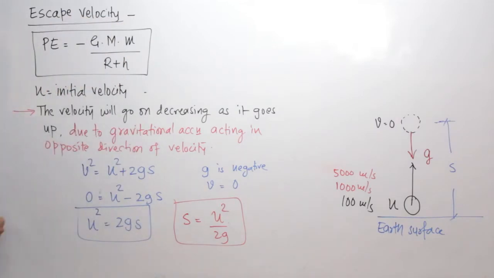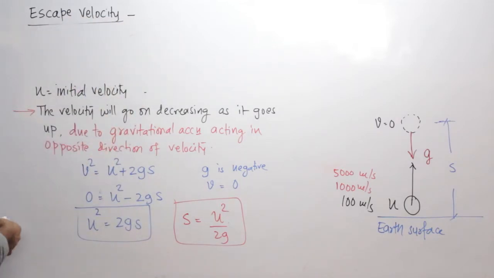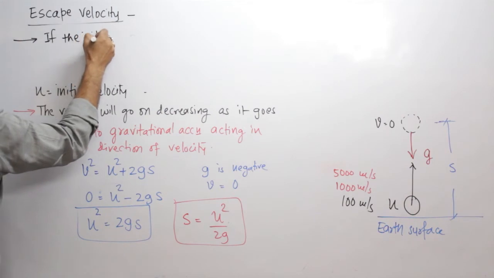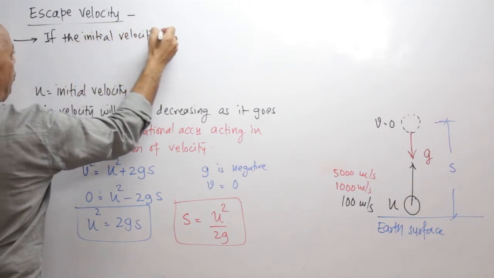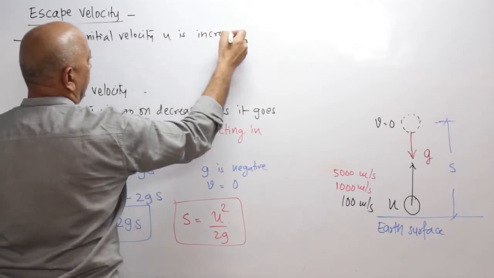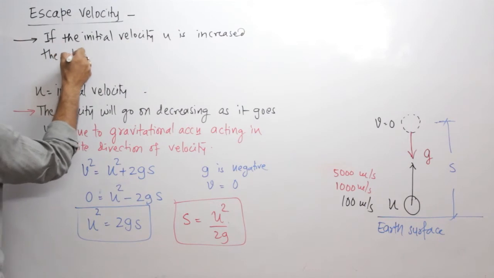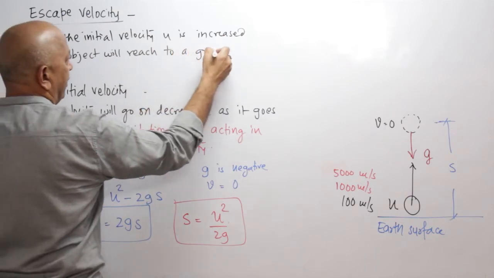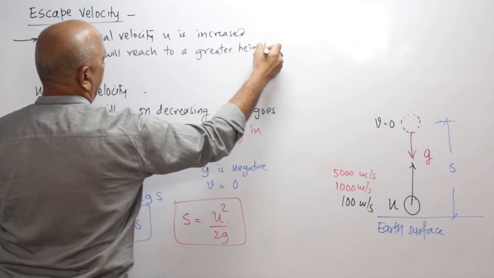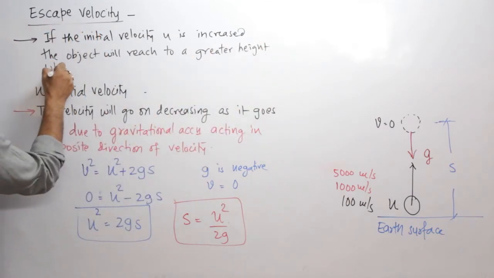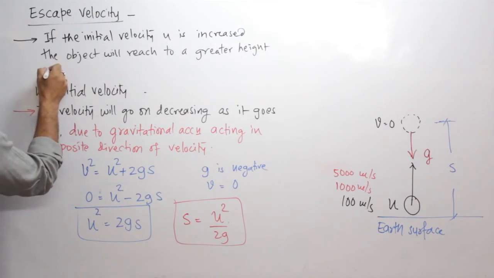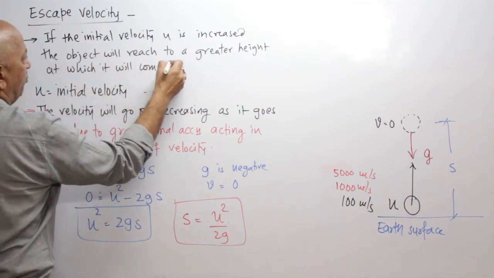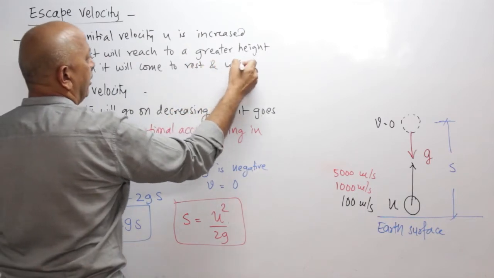So we can write down here. If the initial velocity u is increased, the object will reach a greater height at which it will come to rest and will fall down.